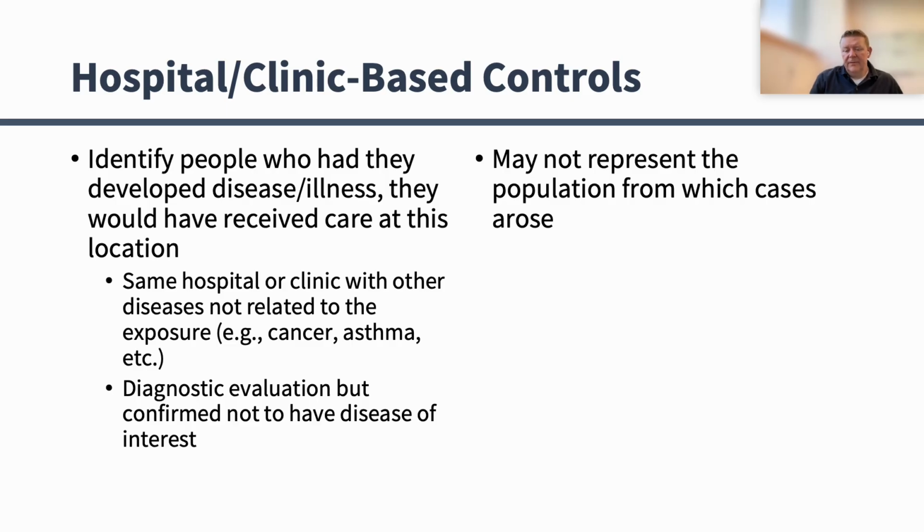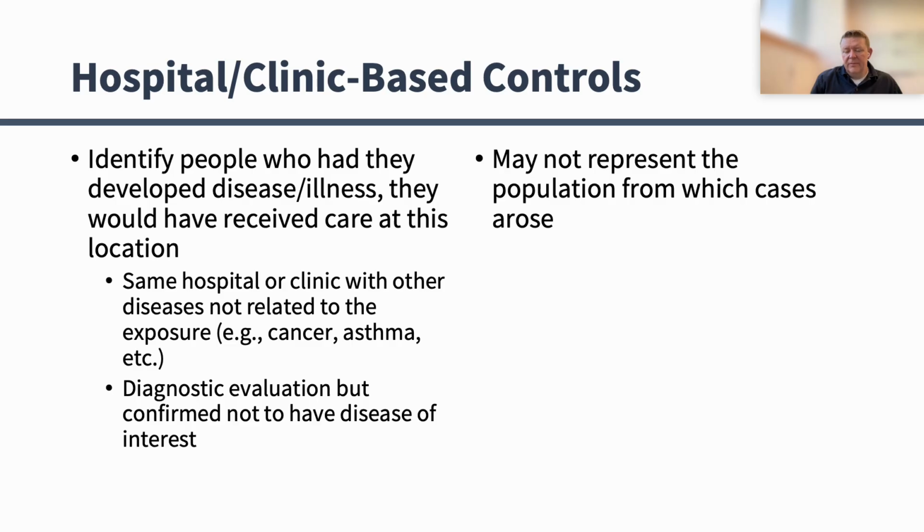I'll just have a few specific notes about some of these sources. For one, hospital and clinic-based controls. This is where we identify people who, had they developed the disease or illness, would have received care at this location. Those are appropriate controls. Sometimes people show up at a hospital for some other reason, when they might not normally attend. Maybe they don't live in that city and just happen to be visiting. So you have to be careful of including some of these people. Maybe you need to set criteria for residents who have visited that hospital before, and not just one time, in your control selection.